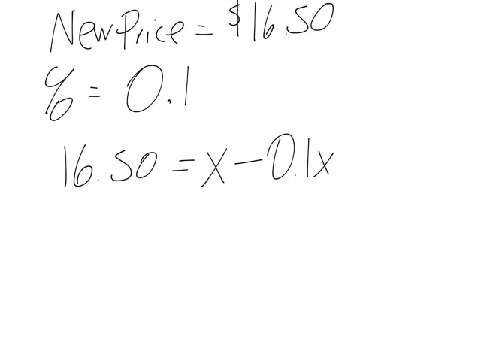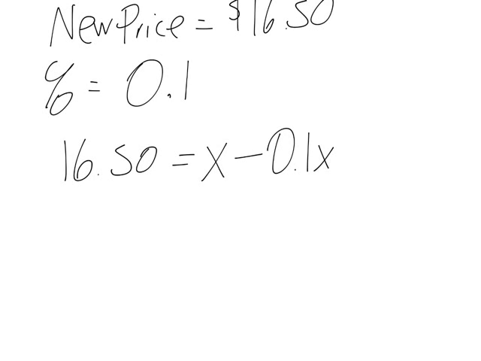Again, what we want to do is combine like terms with those two X terms, and then divide the 16.50 by the coefficient we get on X. Be real careful right here. People tend to miss this one more than they do the percent increase with the addition. That's still 1X minus 0.1X, so that's going to give you 0.9X.